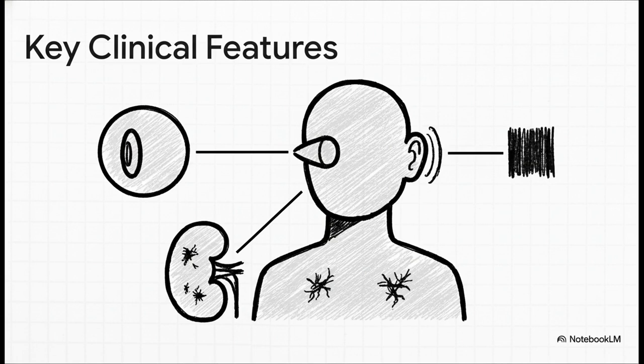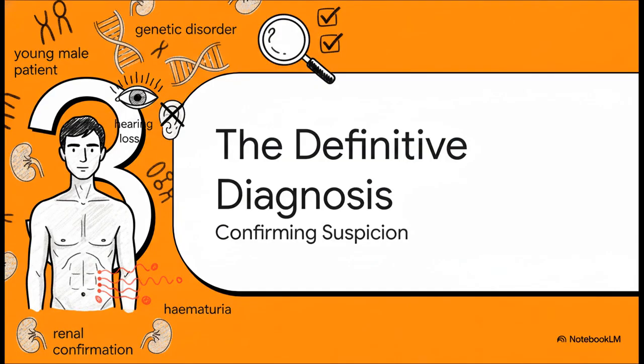But it doesn't stop there. Type 4 collagen is also essential for the structure of the cochlea in the ear and the lens of the eye. This is why we see bilateral sensorineural hearing loss and specific eye problems, most famously anterior lenticonus. So let's say you're presented with a patient, maybe a young man with hematuria and a family history of kidney failure or hearing loss. Your clinical suspicion for Alport syndrome is going to be pretty high.